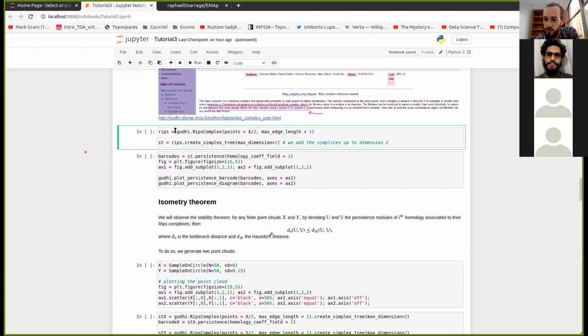So I create this structure, the Rips complex, and then I build the corresponding simplex tree. A simplex tree is a filtration in Gudhi. So I say rips dot create simplex tree, and I specify what maximal dimension I want my simplices to be. Here we are only interested in homology up to dimension 1. I simply want to read H1 homology, so I add the simplices up to dimension 2.